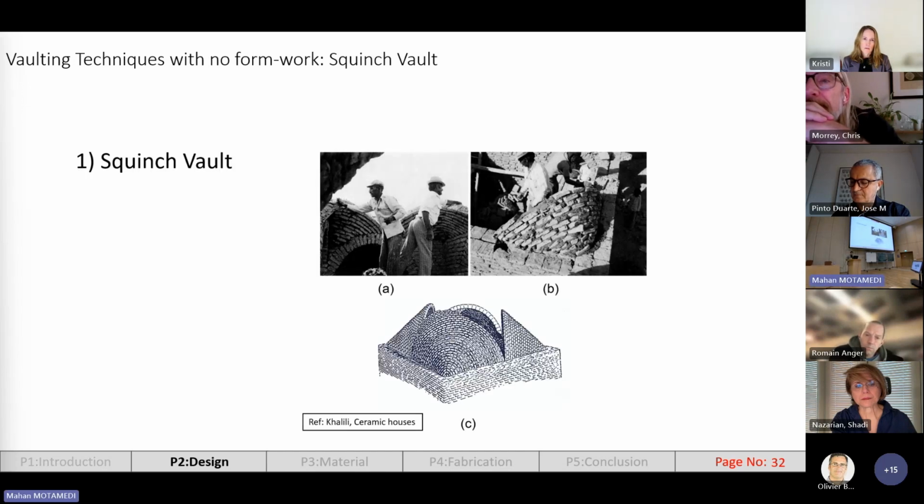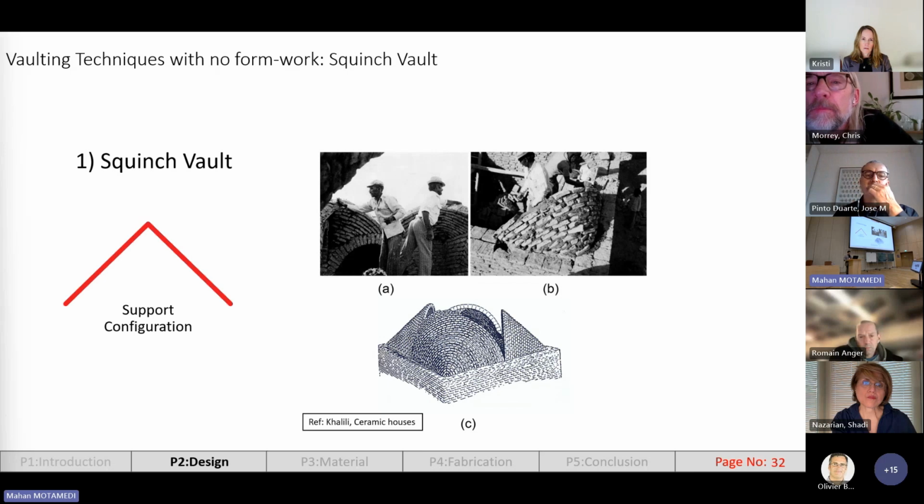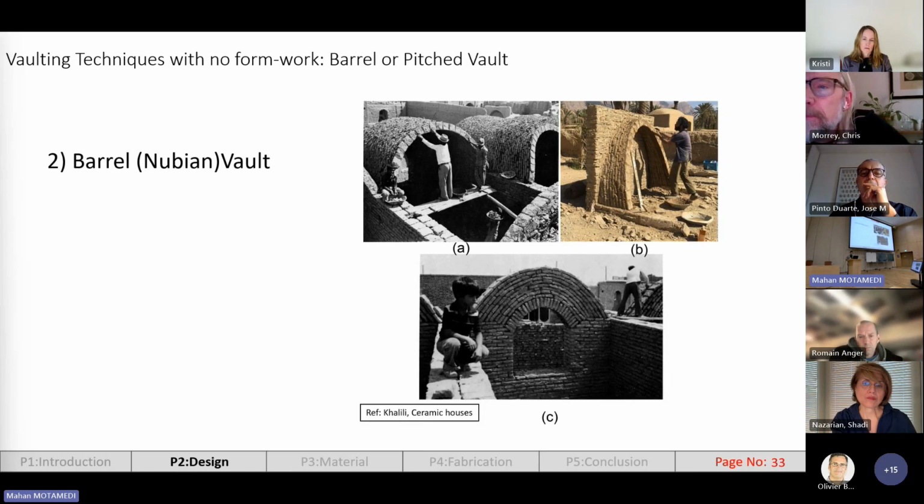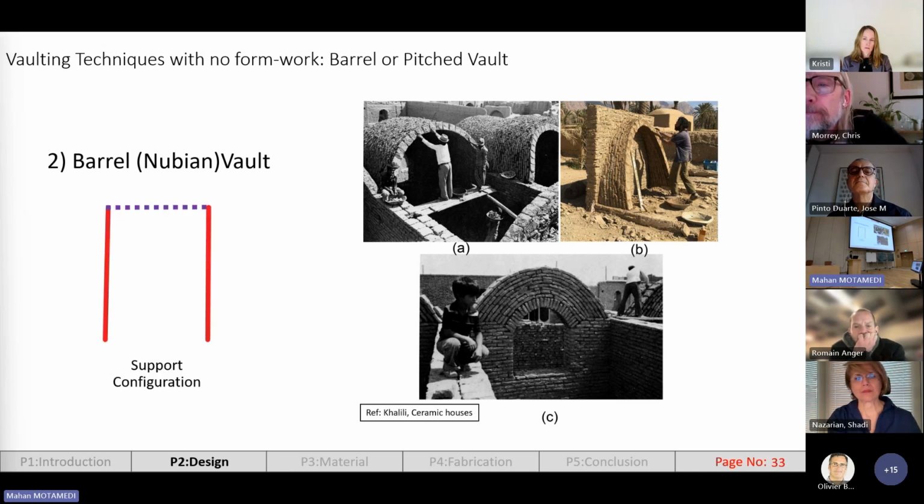Here I'm going to present different types of vaulting techniques that use no formwork. The first one is the squinch vault. And as you can see at the left, this is the support configuration of the squinch vault. The second one is the barrel or pitched vault, in which the first layer of the vault is always supported by a straight wall. And here is the support configuration.